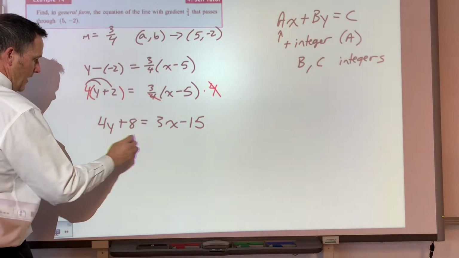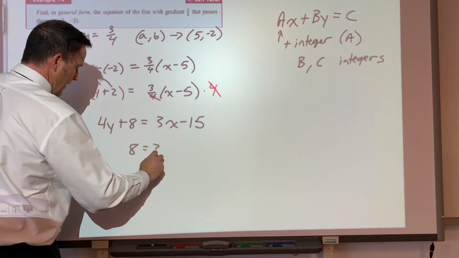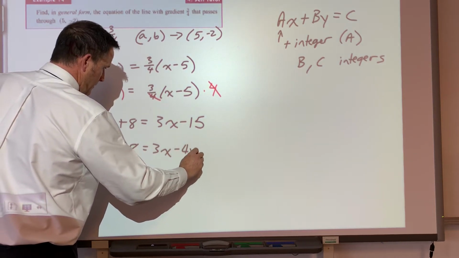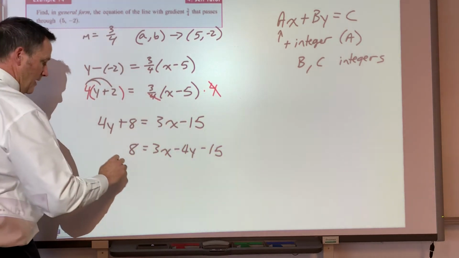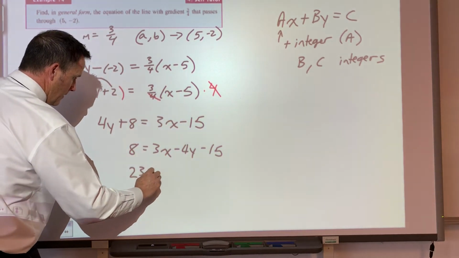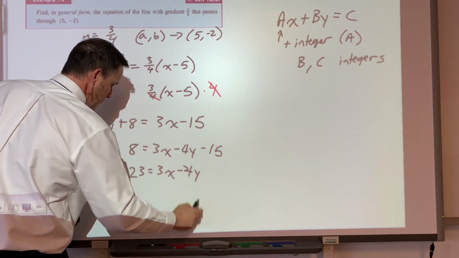I'm going to subtract 4y from both sides. So I have 8 equals 3x minus 4y minus 15. Now I'm going to add 15 to both sides. So I get 23 equals 3x minus 4y. That's a really crazy 4.